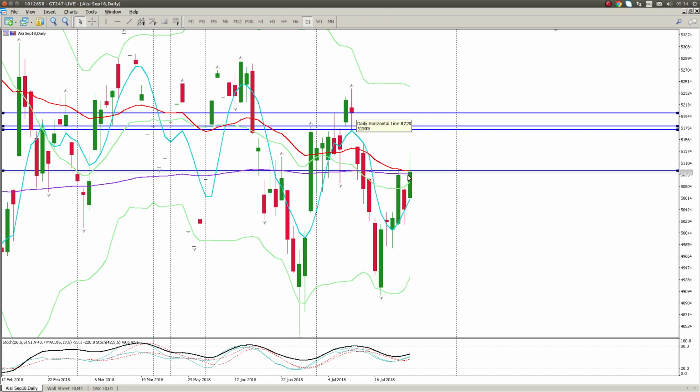We did close above the 200 moving average, which is our purple line here, but we didn't close above the high of last week. So that's what we're looking for. We're looking for a close above 51057. So we're looking for a daily close above 51057, and that would reinforce a move to the upside.